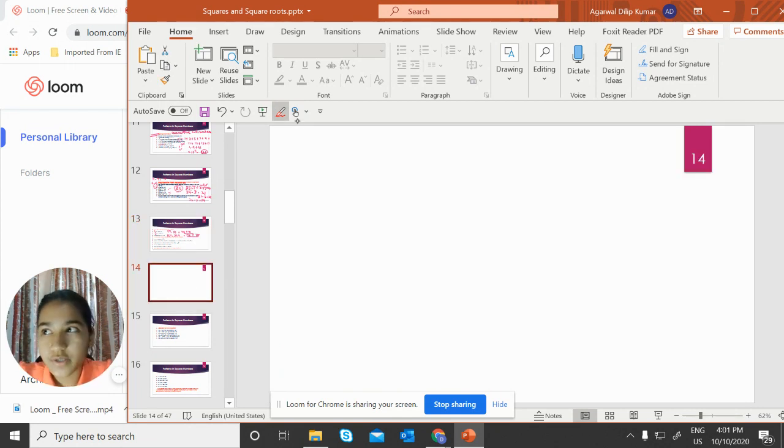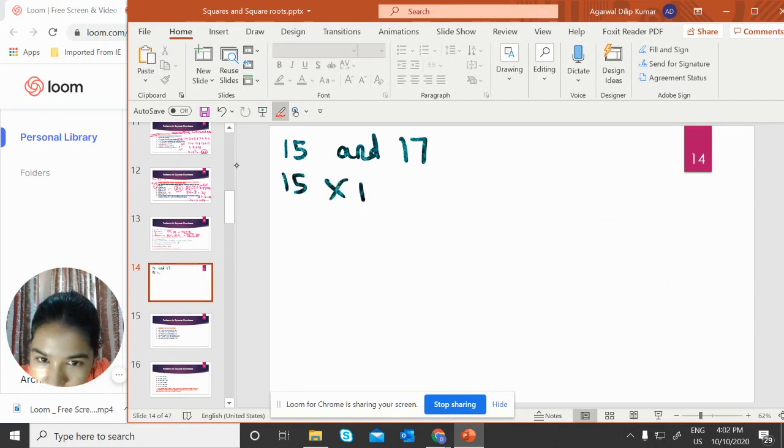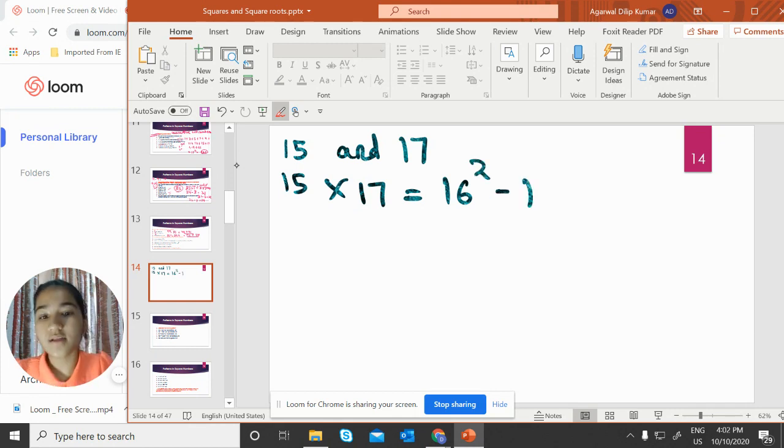Now, if you have to take two consecutive odd natural numbers like 15 and 17, right? So, what are they saying? If you have to multiply 15 into 17, it will be equal to 16 square minus 1. Ooh, it seems amazing. So, let's see how it goes. It is nothing but the number in the middle of 15 and 17. What is it? 16. 16 square minus 1.